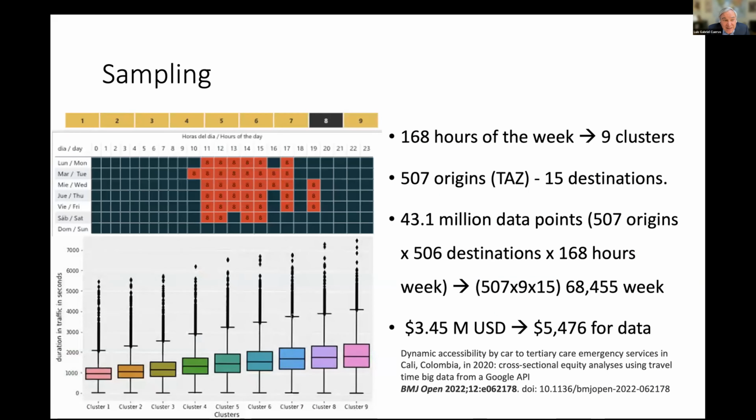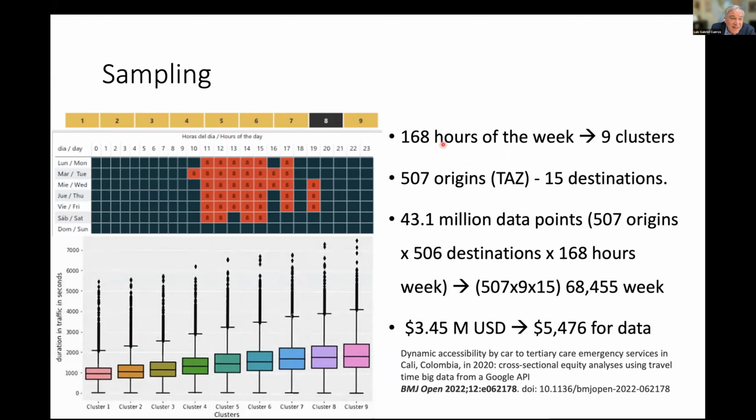As part of the sampling, instead of looking at each hour or each minute, which would make the sampling extremely expensive for the travel times, we used K-means to cluster travel times and found these 9 distinct groups. These 9 distinct groups go from 1, which is free flow traffic, to 9, which is peak traffic. And Cali is a very busy city, so 8 is what you have most of the day hours.